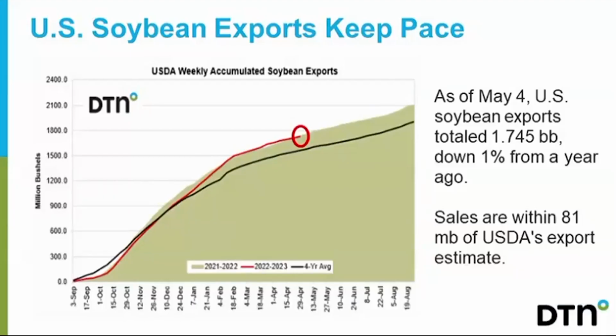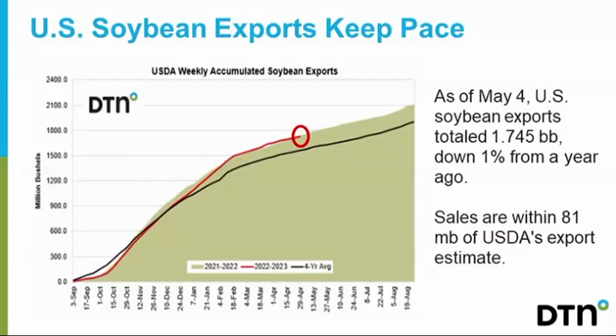As far as what kind of market clues we're getting, in the case of soybean exports, unlike corn, old crop soybean exports are doing very well. In fact, they're just down 1% from a year ago as of May 4. So far, 1.745 billion bushels of soybeans have been shipped. Again, that's very close to last year's pace. It's still well above the 4-year average.